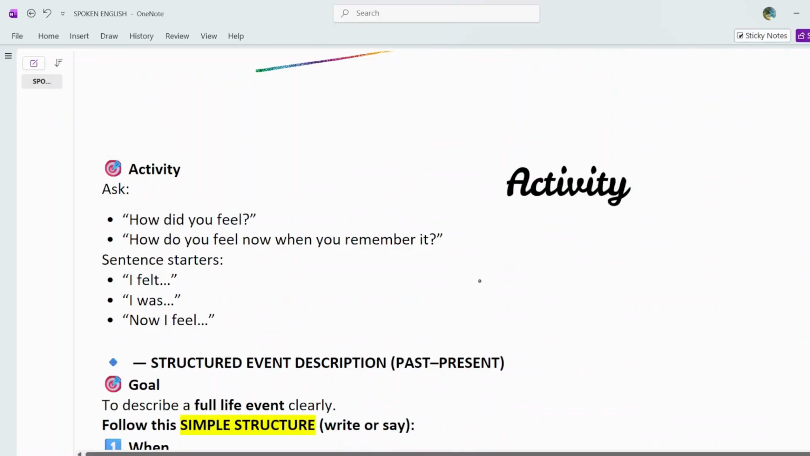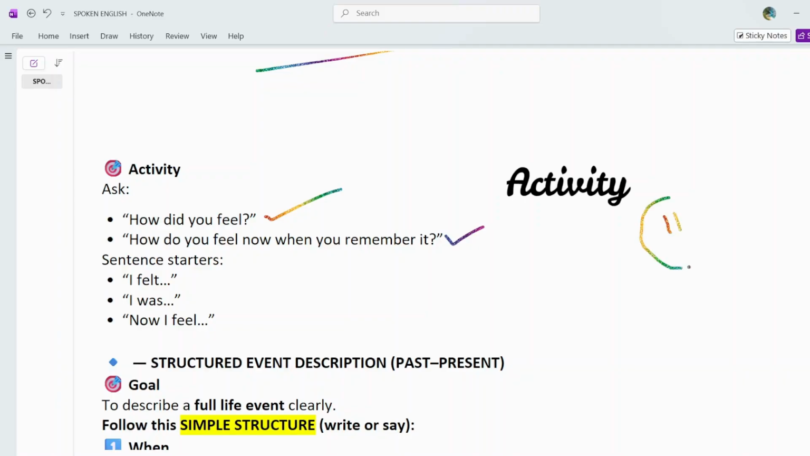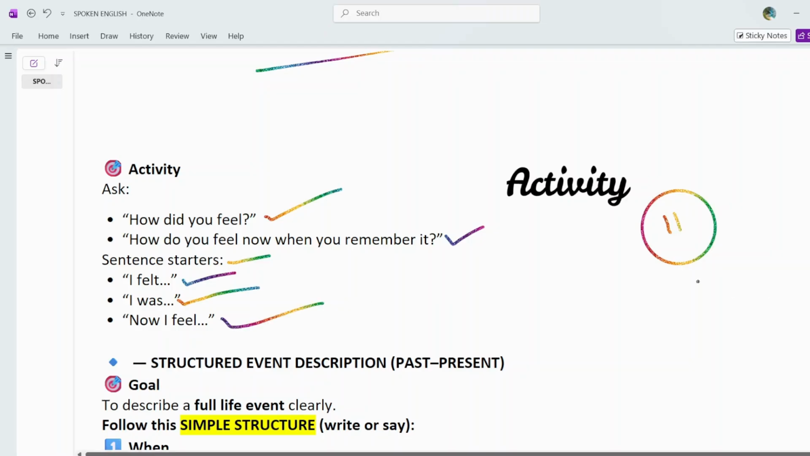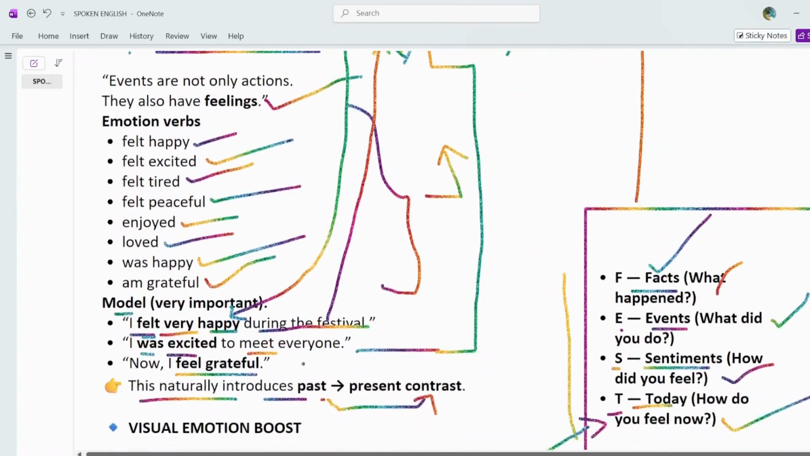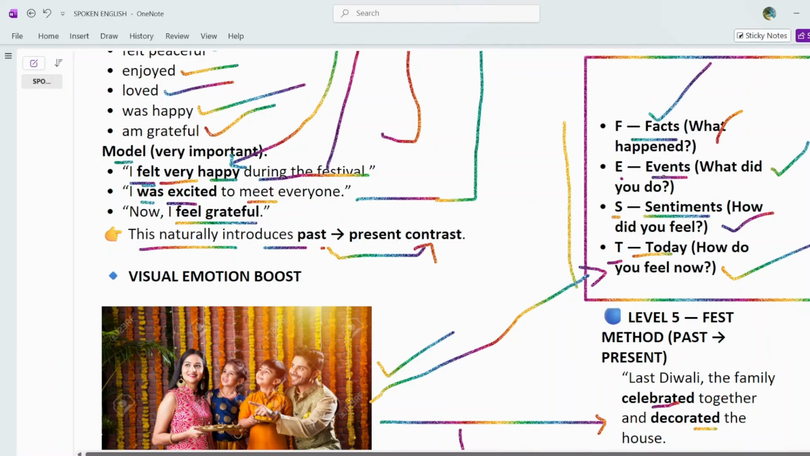Great. Now, let's look at a small activity again. This activity directly asks you certain questions. That is, how did you feel? How do you feel now when you remember it? Again, pause the video and relate to the whole thing, and try to answer these questions. I truly tell you that you will understand what I'm looking at from my point of view. Now there are certain sentence starters: I felt, or I was, now I feel. This is a mini activity, but the whole concept is to use past plus present tense when adding emotions as well, and using the FEST method. That is F for facts, E for events, S for sentiments, T for today, in respect to what happened, what did you do, what did you feel, and how do you feel.